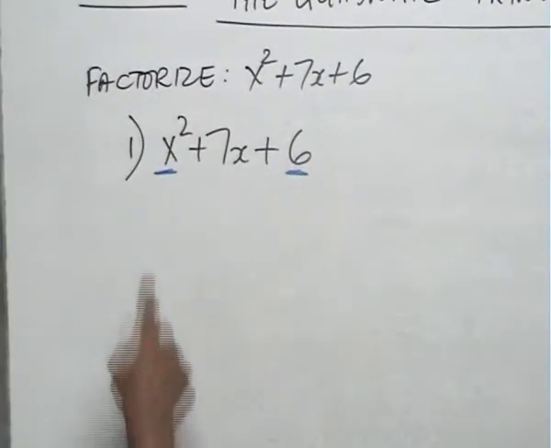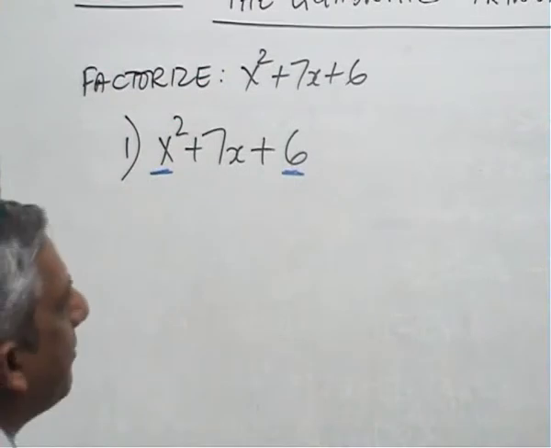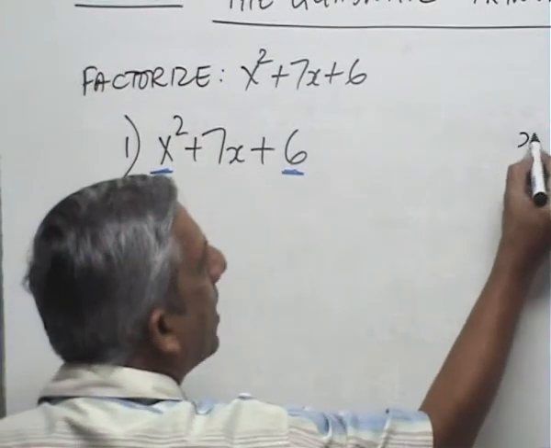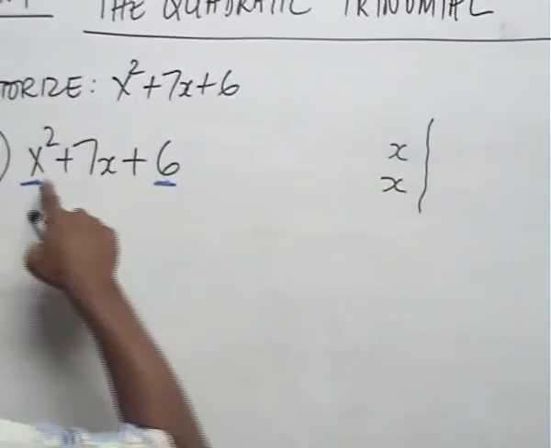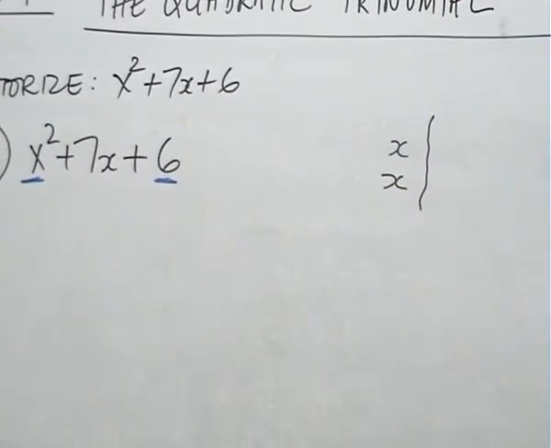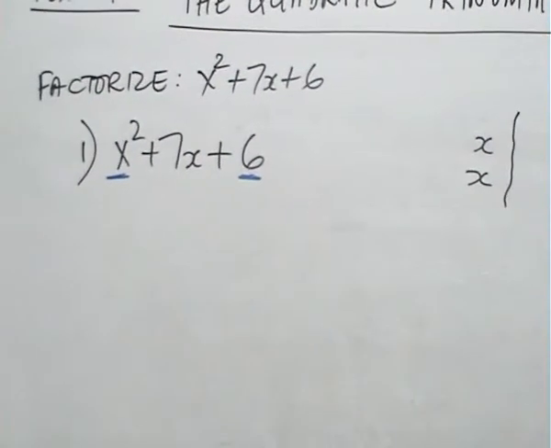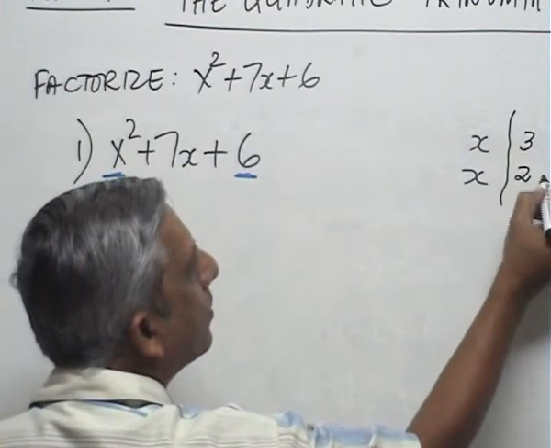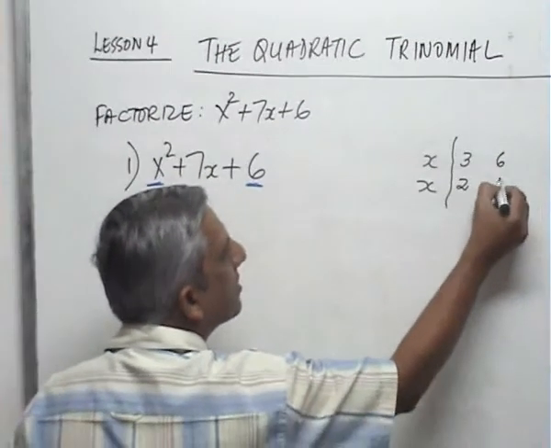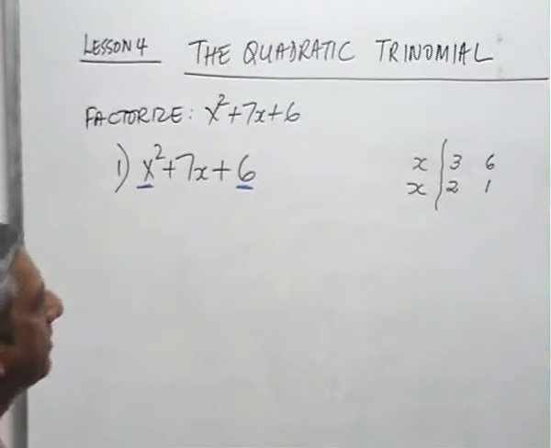So when you look at x squared, you ask yourself, what times what gives you x squared? Well, x times x gives me x squared. Then you look at 6 and you ask yourself, what times what gives you 6? Well, it could be 3 times 2 or 6 times 1.